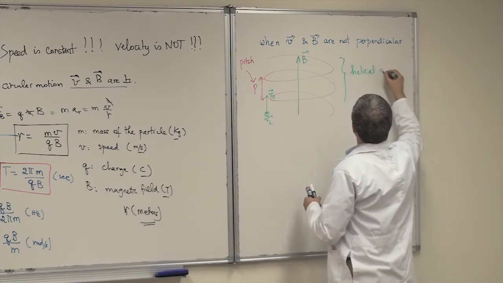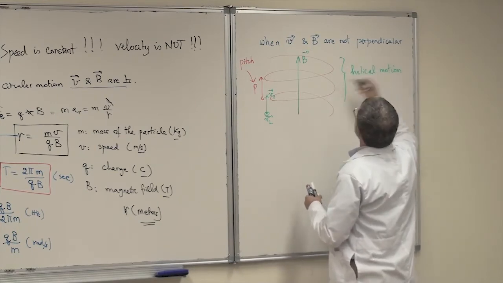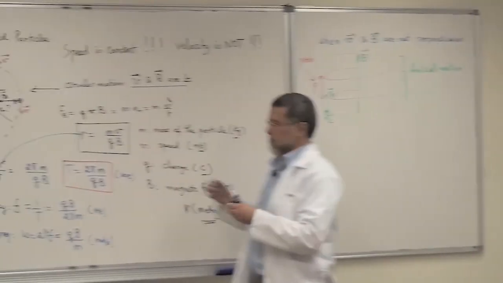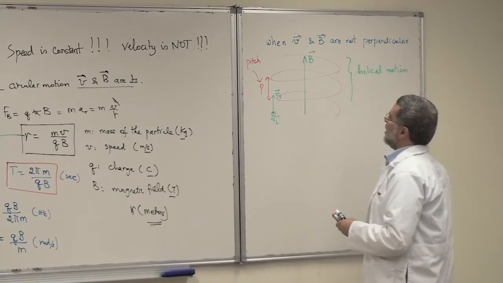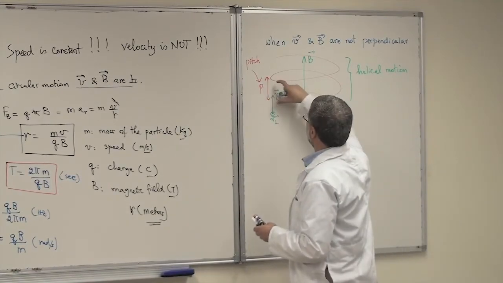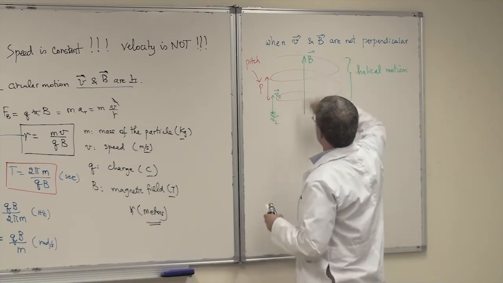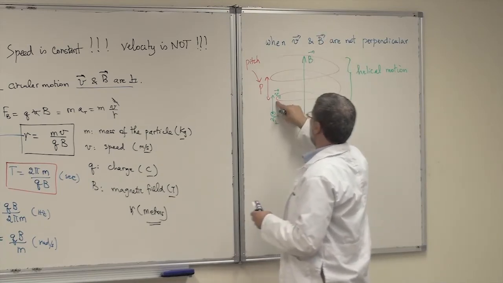Helical motion. Okay. So this is a case when V and B are not perpendicular, not like here. Here, circular motion when they are perpendicular, but here we call it helical motion. We have the pitch here, the distance between two. So there's a circular motion, and at the same time, there's a motion along the B because of this component of the velocity.